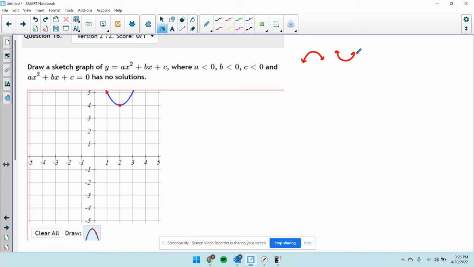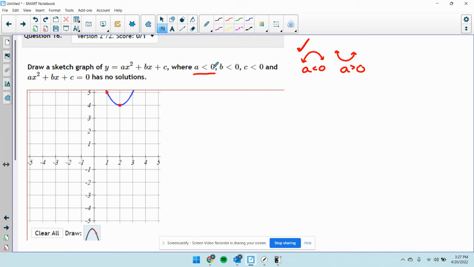So if a is negative, that is going to give us a frowning graph. If a is positive, the leading coefficient is greater than 0. That's going to give us a smiling or a cup graph. So we know ours is going to look like this. a is negative, it's going to frown.